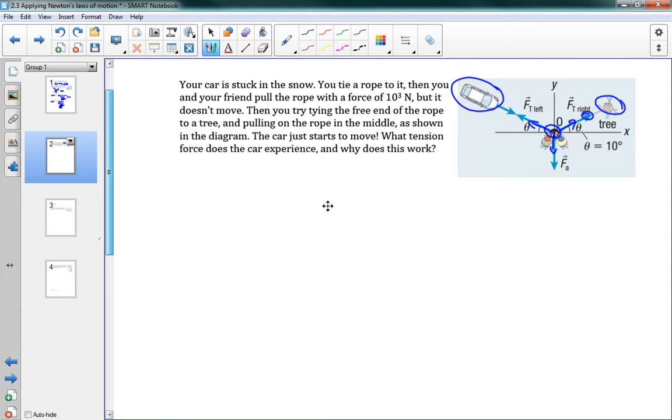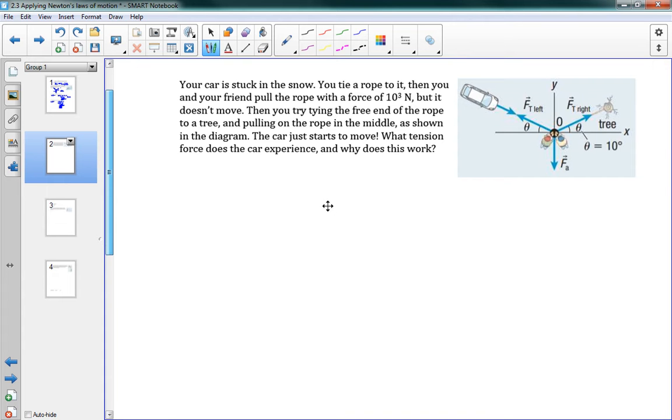Okay. So, let's see. Now that we're doing this, the car just starts to move. The car just starts to move, which means it's not accelerating, but it's just starting to move. So we still have equilibrium, but we're right at equilibrium now. So what tension force does the car experience, and why does this work?